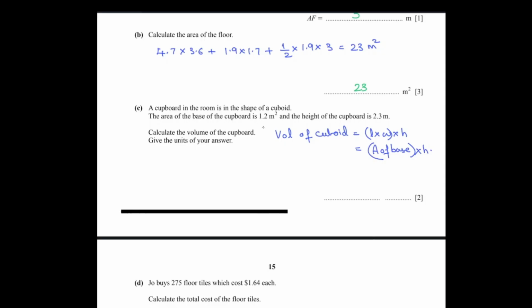So whatever is given here is the same. The area of the base is given. So the volume of the cupboard will be 1.2, that is the area of base, multiplied by the height of the cupboard, which is 2.3. Find out.